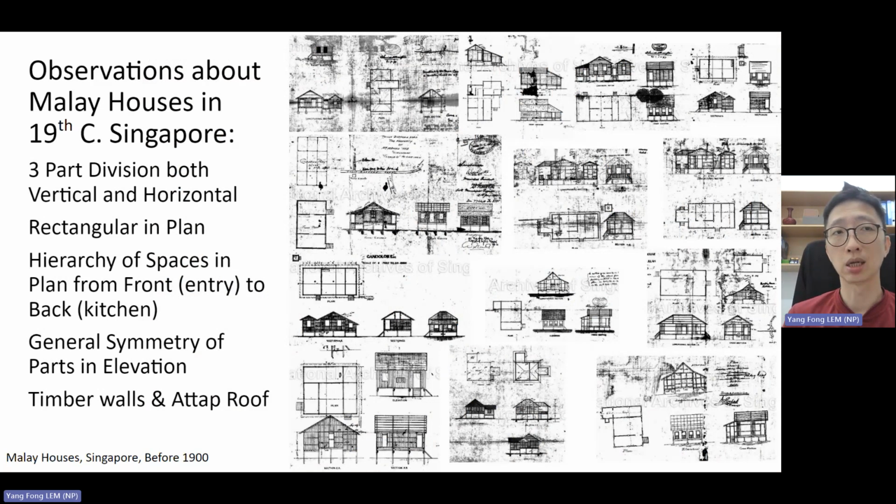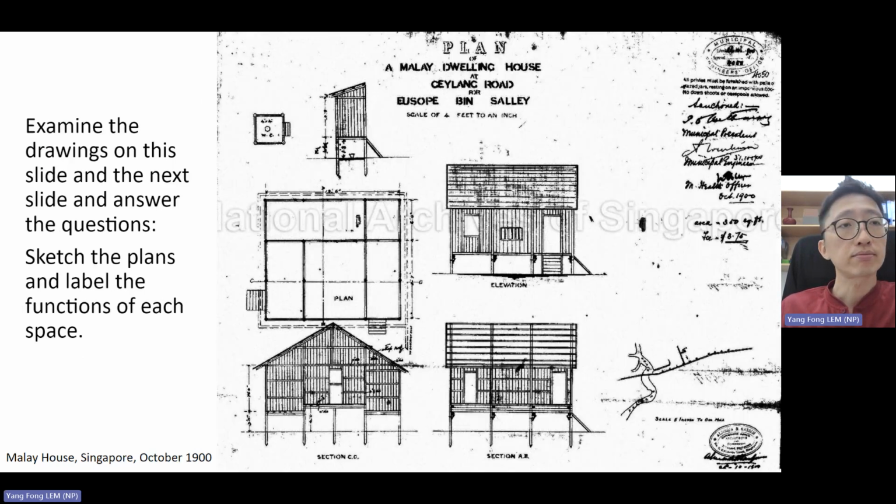All right, but there are similarities like the three-part divisions, both on a horizontal and vertical basis. The rectangular plan has a very strong, very determined hierarchy of space, right? The plan from the front to the rear. There's a general symmetry in elevation, right? So there's symmetry, and in some cases maybe asymmetry of the parts, to play around the dialogue between symmetry and asymmetry. There's timber walls and atap roofs, right?